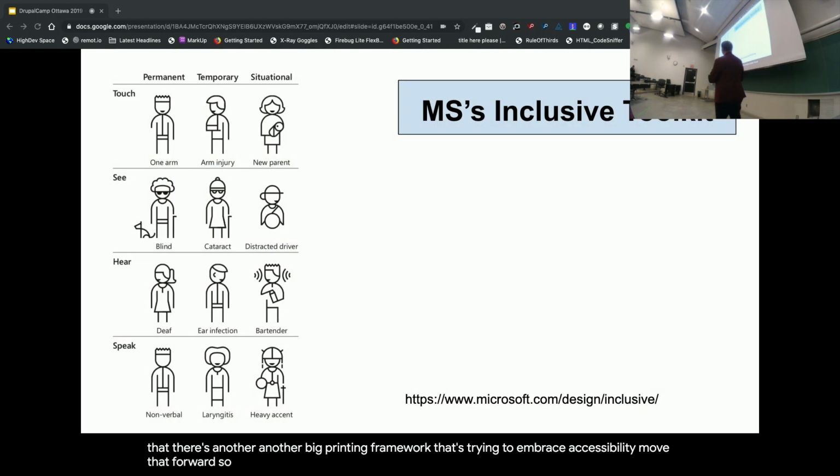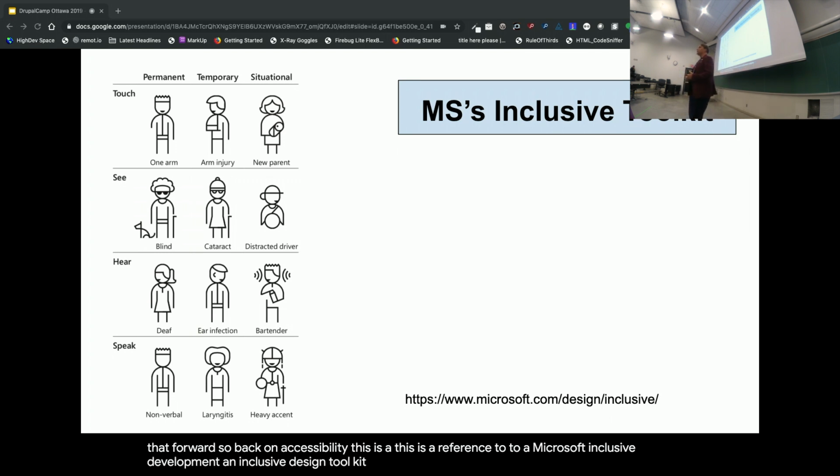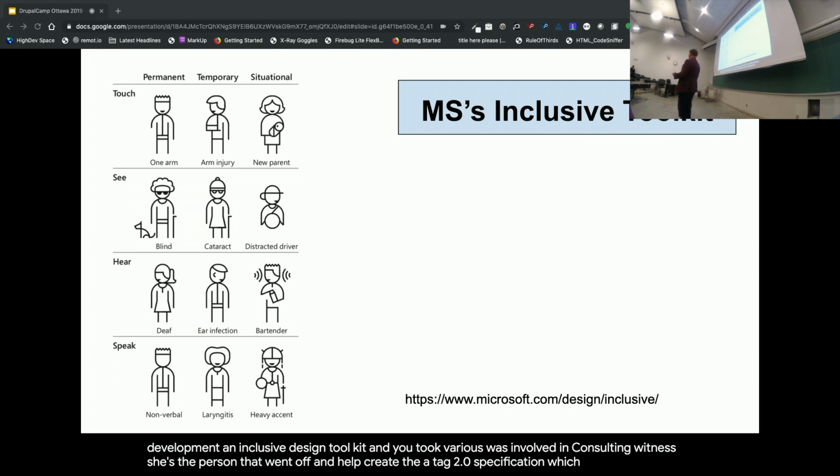So back on accessibility. This is a reference to a Microsoft inclusive design toolkit, and Jutta Treviranus was involved in consulting with this. She's the person that helped create the ATAG 2.0 specification, which is the Authoring Tool Accessibility Guidelines.